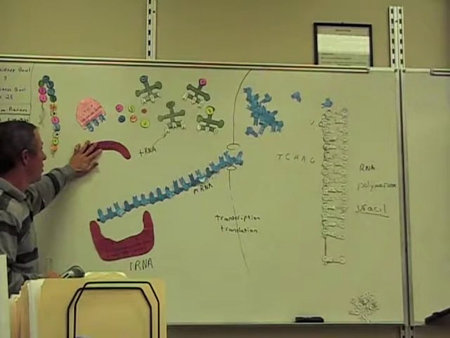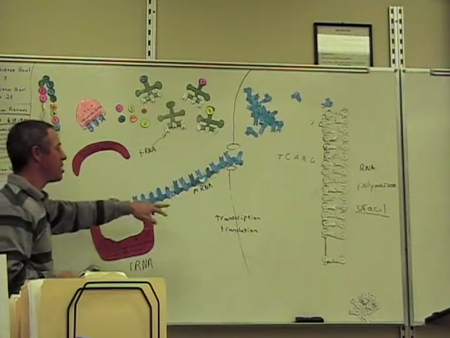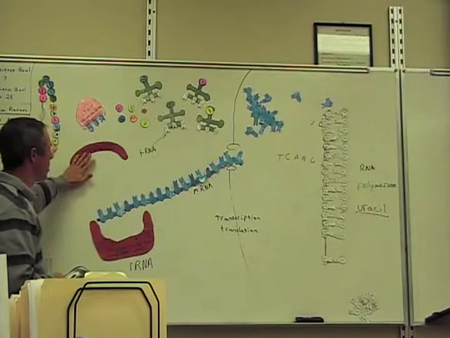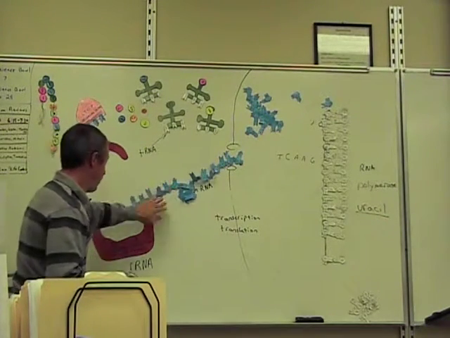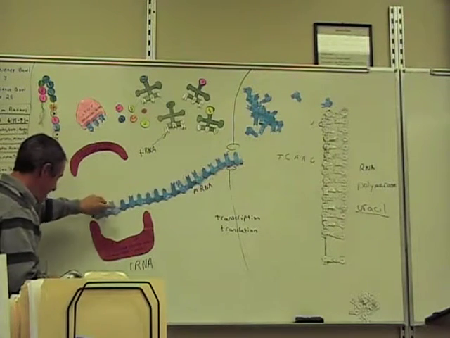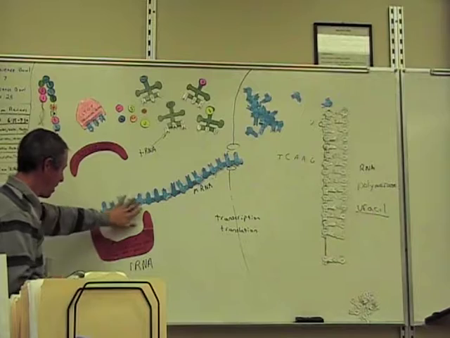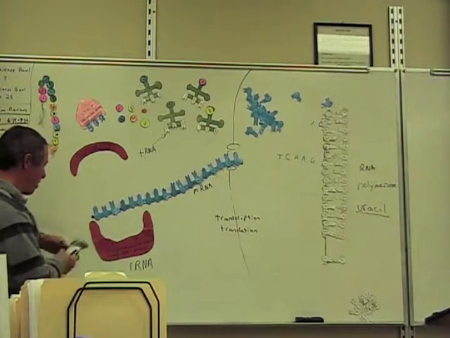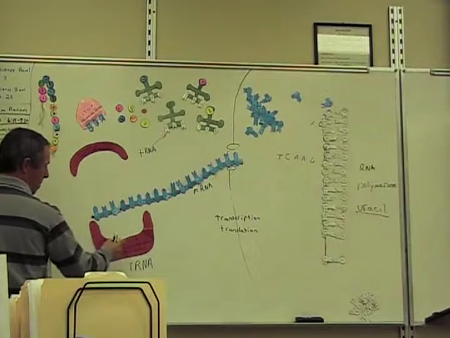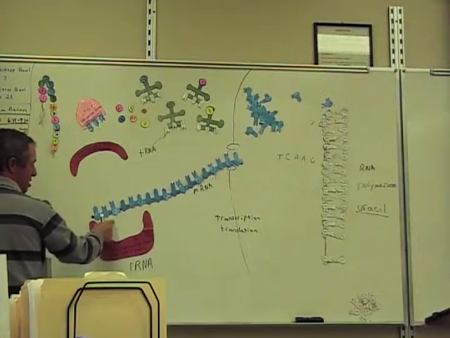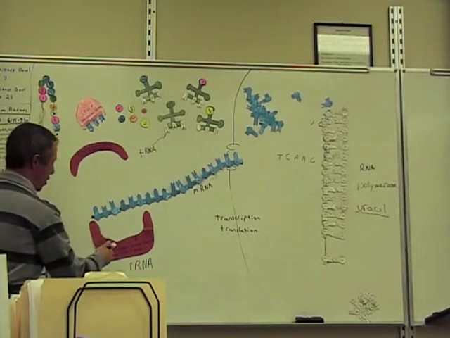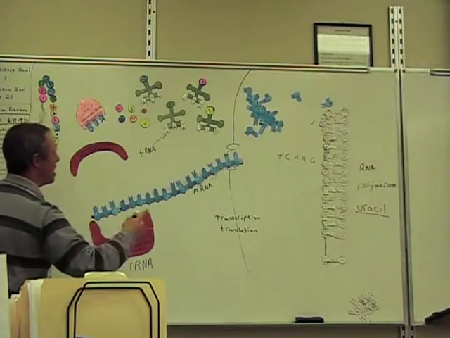So what happens here? Well, this is translation. This is the second part. In translation, the mRNA, this strand, attaches to the ribosome and goes into the ribosome. And the ribosome has a couple of different sites here. The P side is on the left, and the A side is on the right. I'll show you what those two things mean in just a little bit.